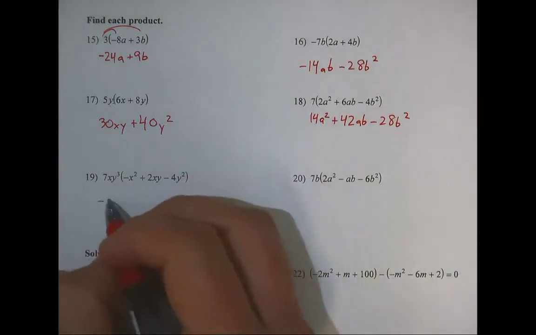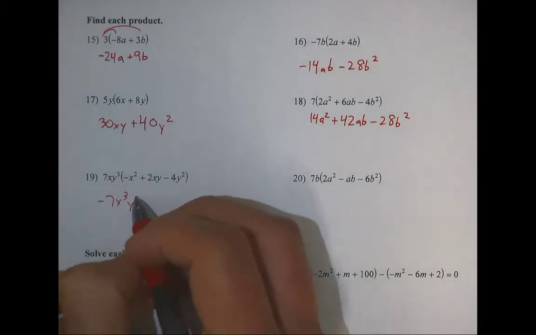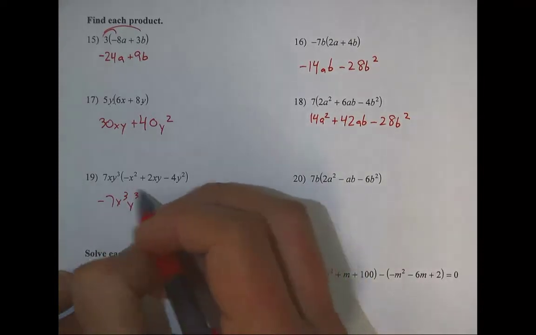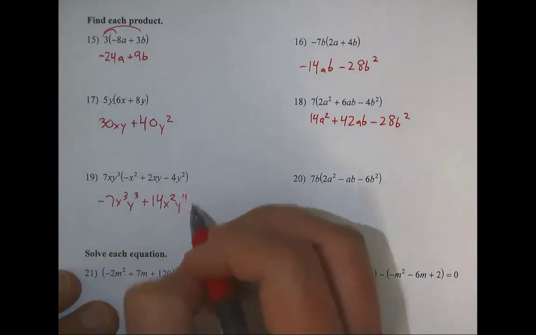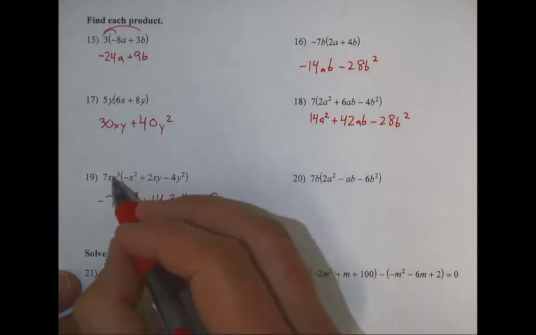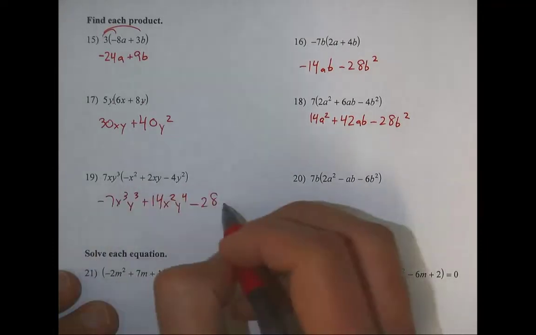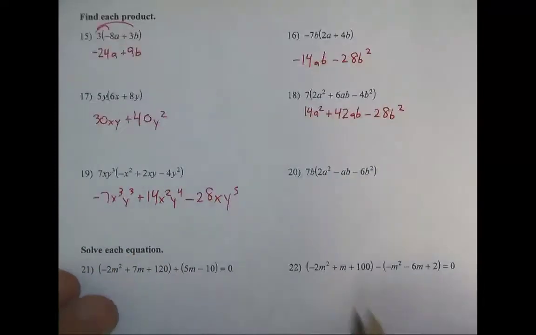All right, this will be a negative 7. X to the first and x squared is x to the third, and the y stays plus 14. X and x is x squared, y to the third, and y is y to the fourth. Minus 28. No x, so this one stays. Y to the third, y to the second, that's y to the fifth.